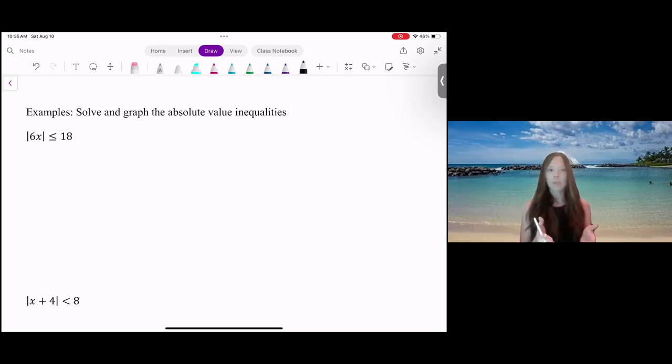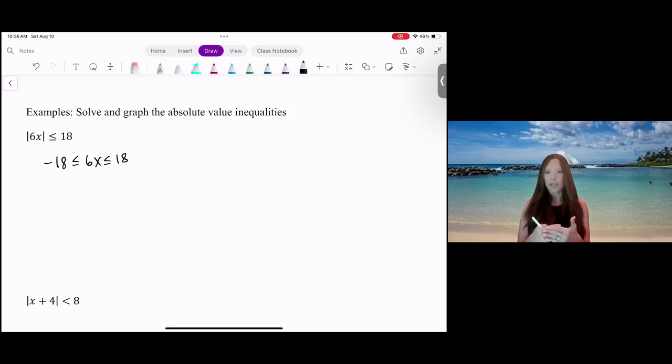I start out with the absolute value on the left-hand side. And I want to make sure that the absolute value is isolated, which it is. I don't have anything on the outside. I'm good to go, so I can go ahead and drop the absolute value symbol and proceed solving the positive and the negative. It's less than or equal to, so I can go ahead and write it as a compound and inequality. That's going to become negative 18 is less than or equal to 6x is less than or equal to 18. And the way in which I approach this is I'm going to divide by 6.